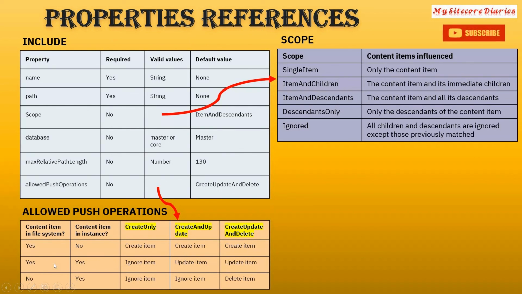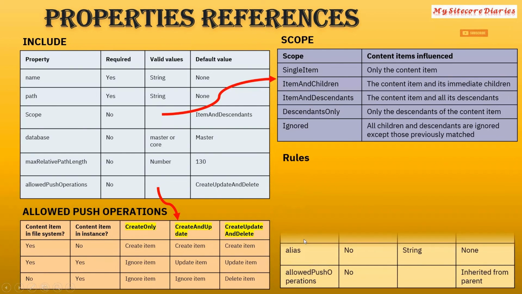If that item exists in your file system and it exists in your database, then if you give create only, it will ignore it. Create and update will update that item. Create, update and delete will update that item. Then if your item doesn't exist in the file system but does exist in your instance, create only will ignore it, create and update will also ignore it, and create, update and delete will delete that item. So this is how these options work.